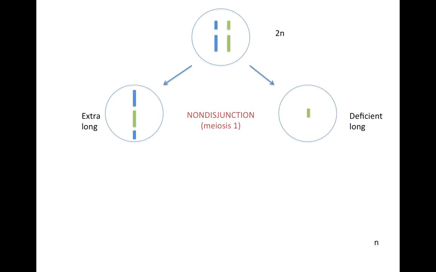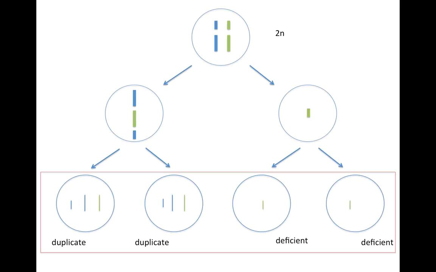These meiosis I products then undergo normal meiosis II, and sister chromatids separate to produce 4 gametes. The gametes on the left are diploid for the long chromosome, and those on the right are deficient in it. These are the products that result from meiosis I non-disjunction.